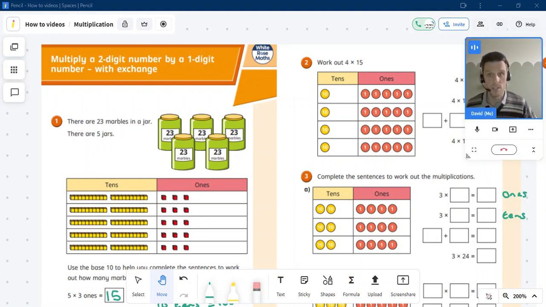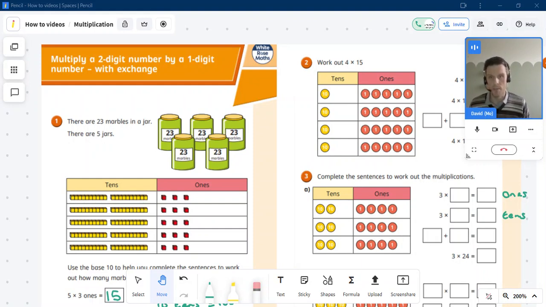Now we're going to count the 1s. So 1, 2, 3, 4, 5, 6, 7, 8, 9, 10, 11, 12, 13, 14, 15, 16, 17, 18. So we've got 18 1s.